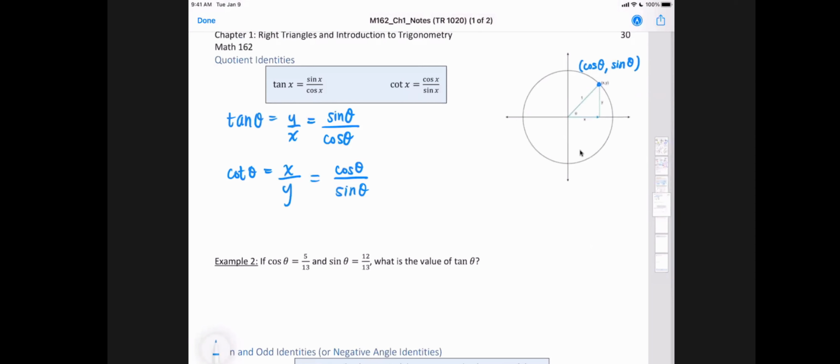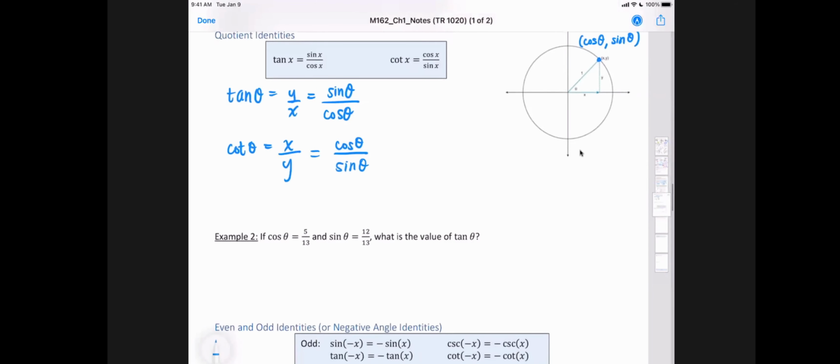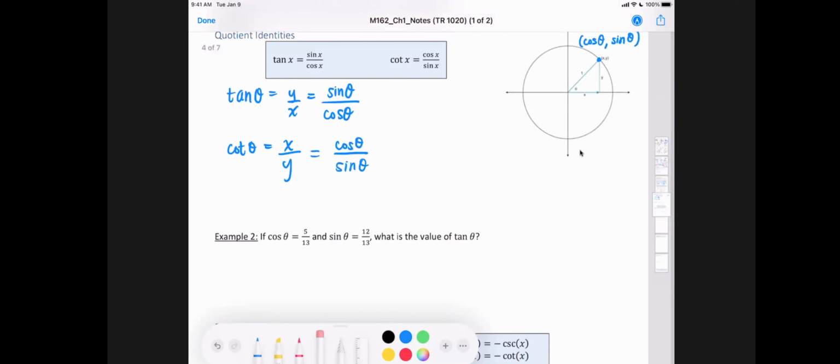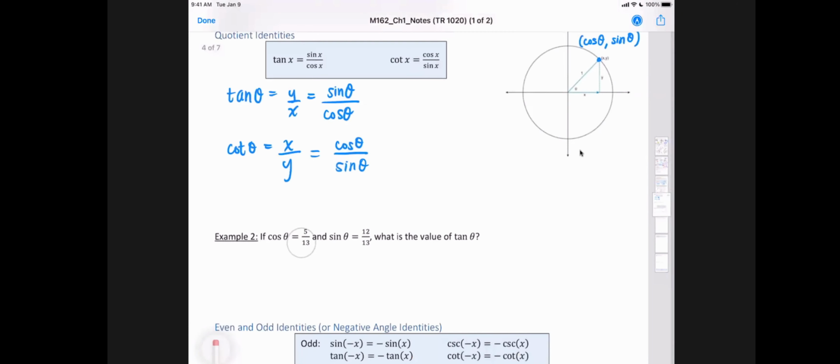All right, so we can take a look at example 2 using this quotient identity as a little exercise. If we know that cosine of theta is 5 over 13, and sine of theta comes out to 12 over 13, then what's the value of tangent? Since we know the sine and cosine values, we can use this quotient identity to find tangent. So tangent of theta, using the identity, is sine of theta divided by cosine of theta.